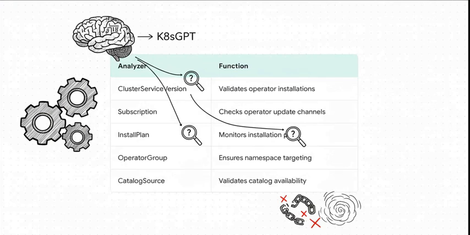Okay, for anyone out there using the operator framework, listen up, because this is huge. K8sGPT now has a whole suite of new analyzers specifically for operator lifecycle management, or OLM. You know how painful debugging OLM can be? Well, now it can check your subscriptions, install plans, catalog sources, all the stuff that's usually a nightmare to debug by hand. And here's the kicker.